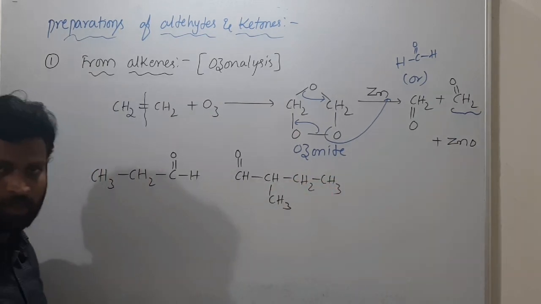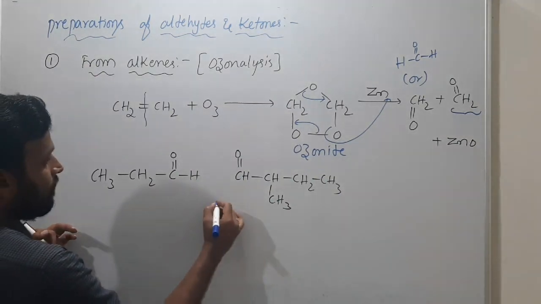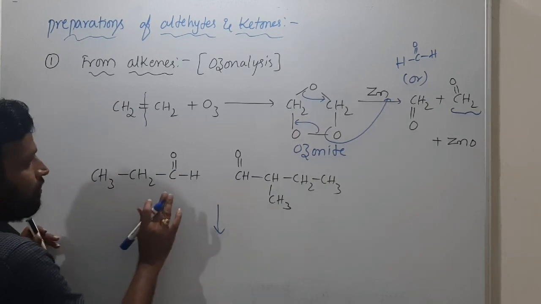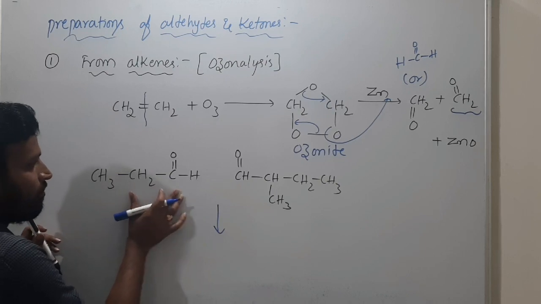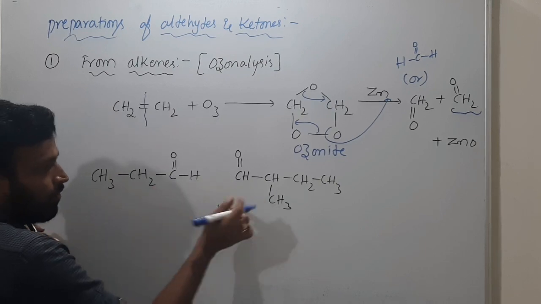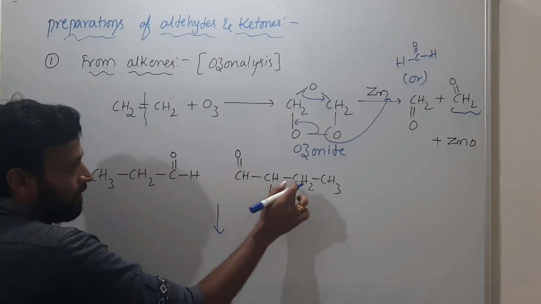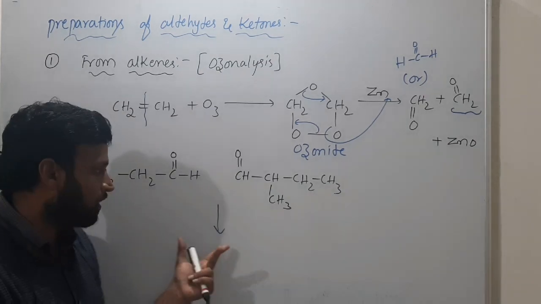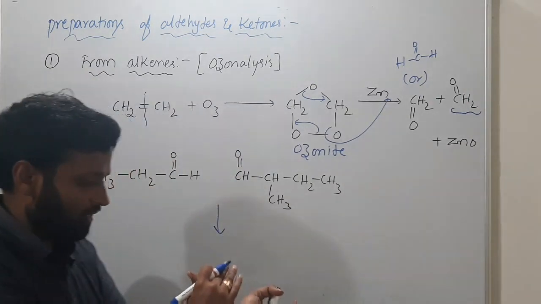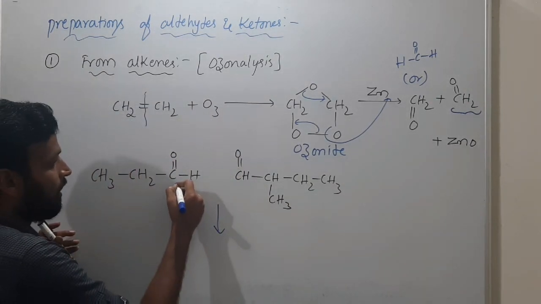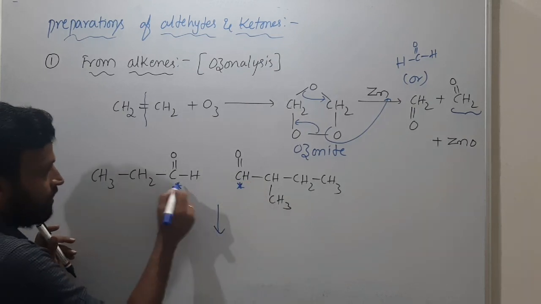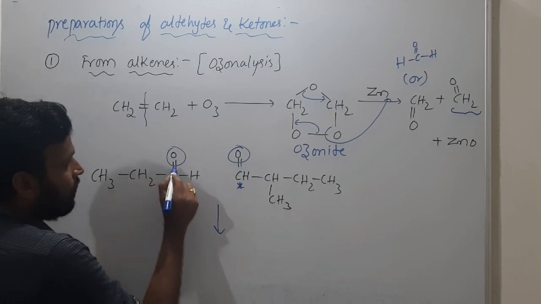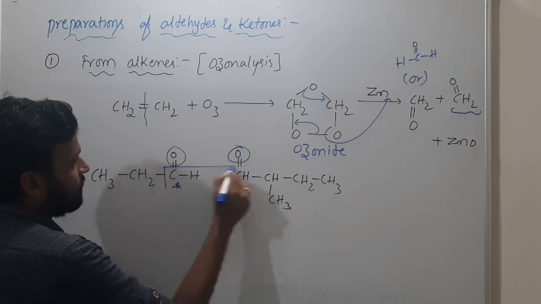To have these products, what is the alkene required, they will ask. They will give products like CH3CH2CHO and CHO CH2CH3. To have these two aldehydes, what is the alkene required? What you have to do is combine the two carbons which have double bond O. Understanding? Now remove these two oxygens and combine these carbons with a double bond.